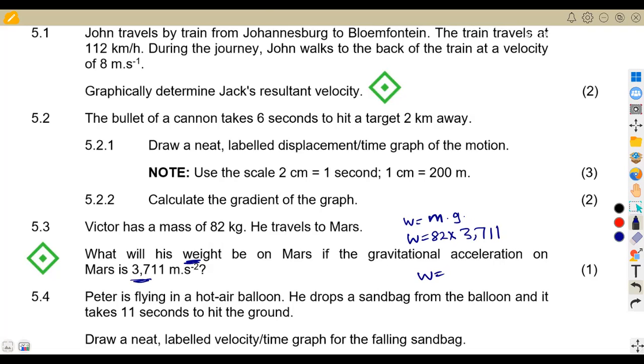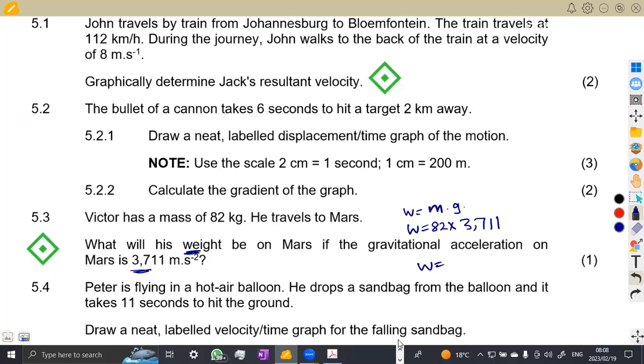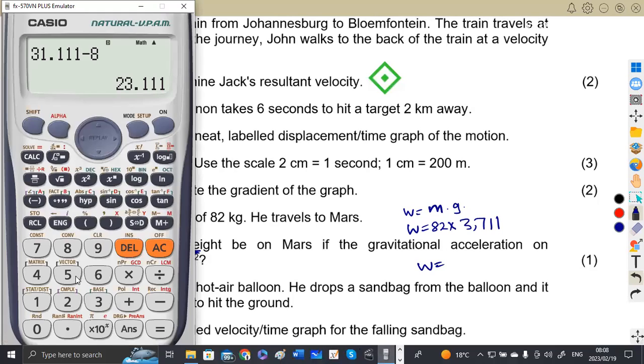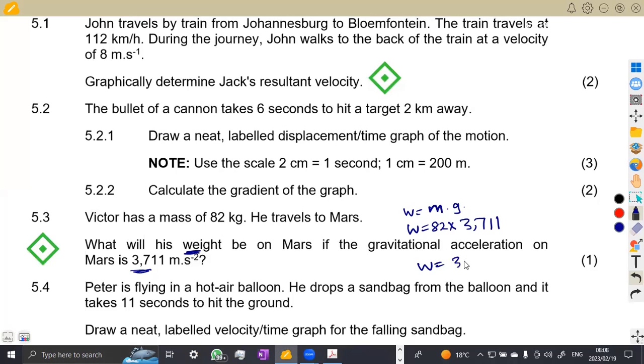So let's see what we are going to have if we multiply this. I'm just going to show you the screen. So on our calculator, that's 82 multiplied by 3.711, which is going to give us 304.302. So that's 304.302 newtons. That is what we are going to have in this case.